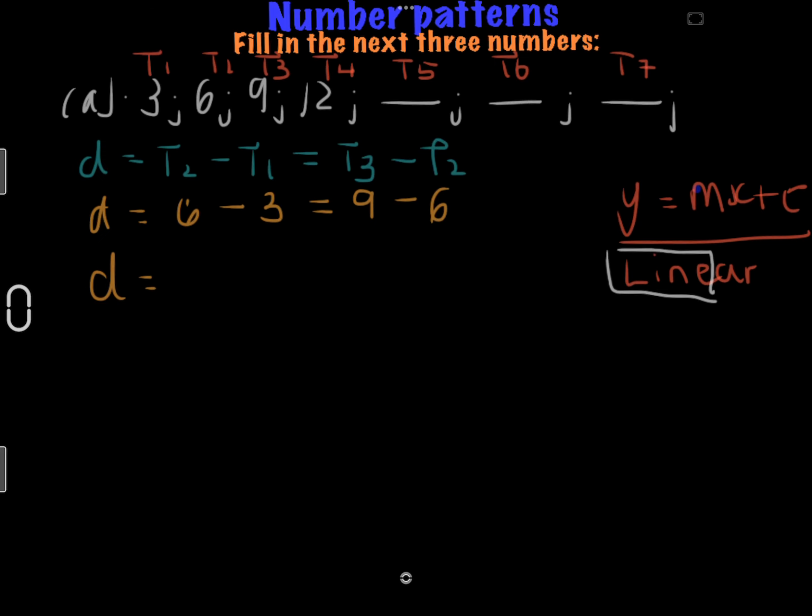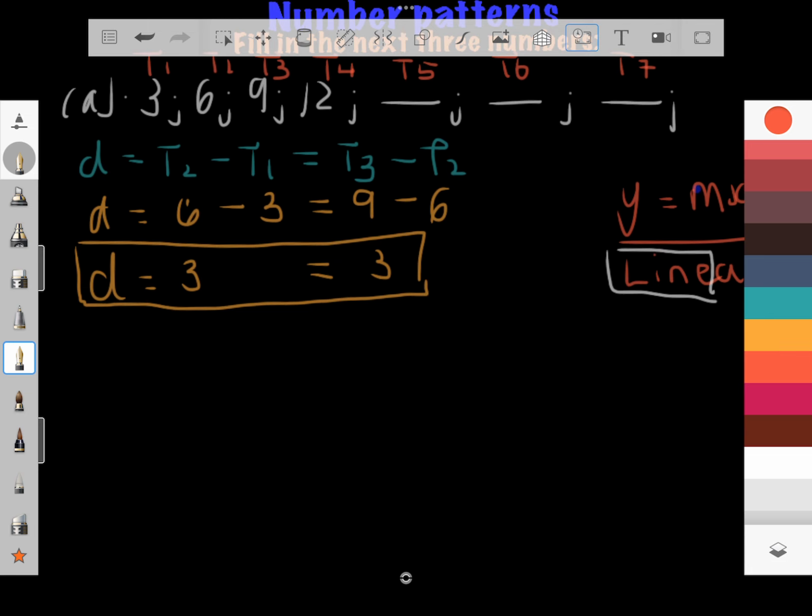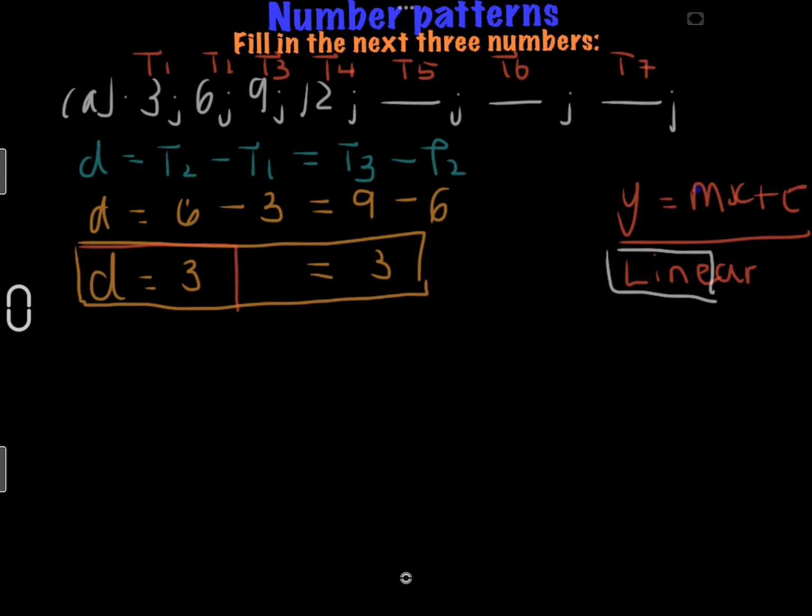The common difference, let's maintain the D to denote the common difference. We know that 6 minus 3 gives us 3, and it should be equal on either side of the equal sign. So 9 subtract 6 is equals to 3. You notice that this has allowed us to find the common difference on both sides, so this is what we were looking for essentially, D as being the common difference.